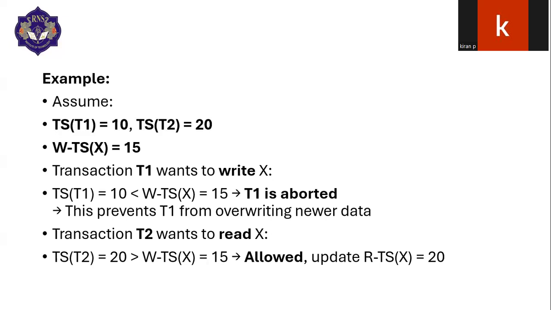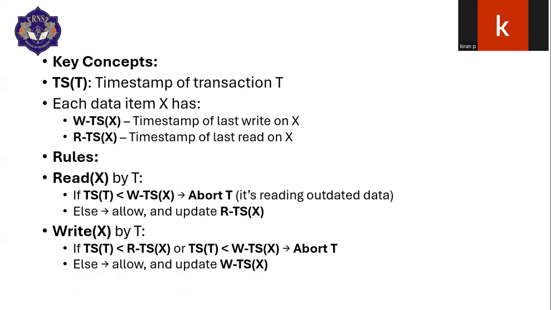Majorly it overcomes write-write conflict. So remember these two important rules. If you want to read an object, TS of the transaction should not be less than WTS of X. If that is the case, I abort it, else I allow and we update. You're allowing the ordering of execution. Whenever I go for a write, this is the condition that I check: if TS of T is less than RTS of X or TS of T is less than WTS of X, we abort it, or else we allow it. This is a very simple example which illustrates it.